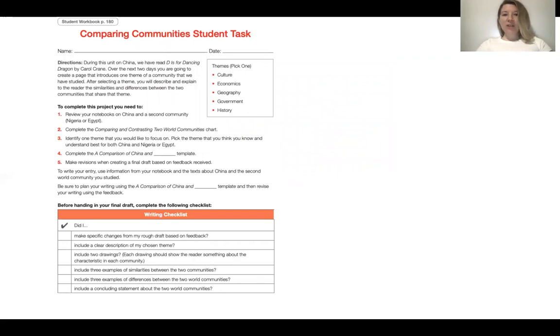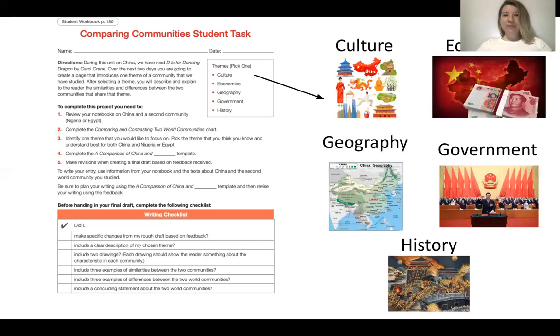Comparing communities student task. Directions. During this unit on China, we have read D is for Dancing Dragon by Carol Crane. Over the next 2 days, you are going to create a page that introduces one theme of a community that we have studied. After selecting a theme, you will describe and explain to the reader the similarities and differences between two communities that share that theme. Let's go over the themes you can choose from.